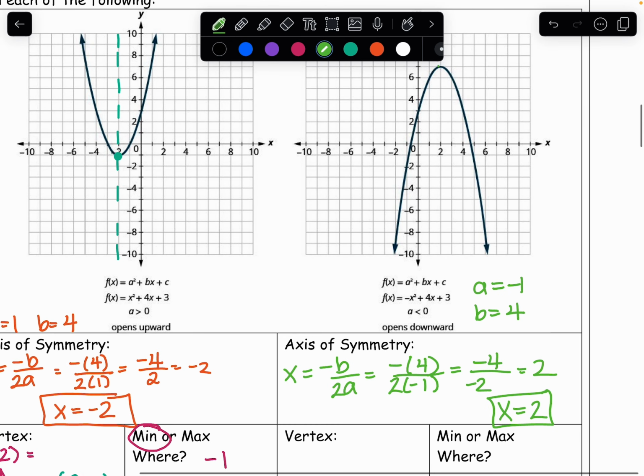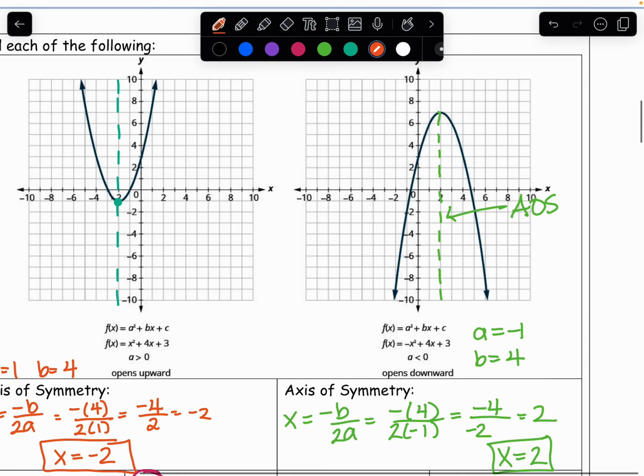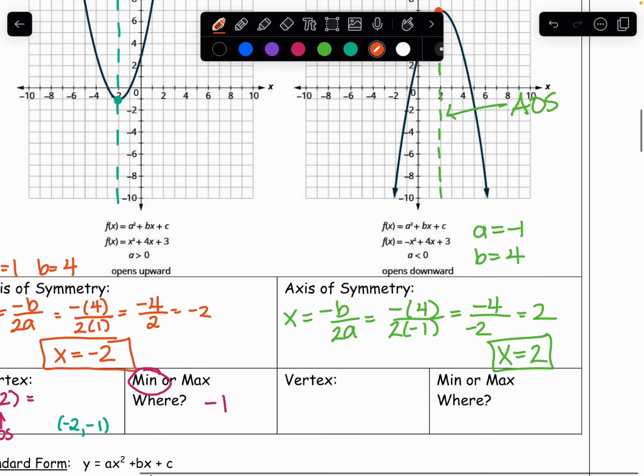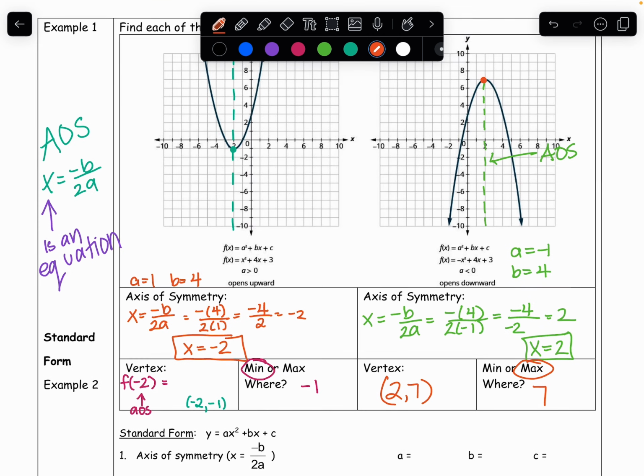And we can see that in our graph. Now, for graphing purposes, we use a dashed line for our axis of symmetry. And then we can see that our vertex is at the tippy top, and it is 2, 7. And in this case, it is a maximum, and it is at 7.